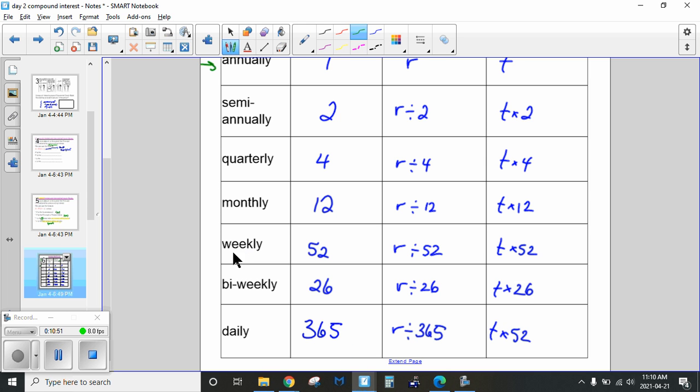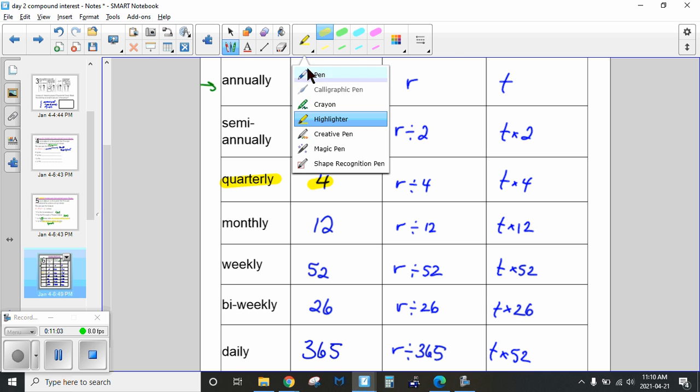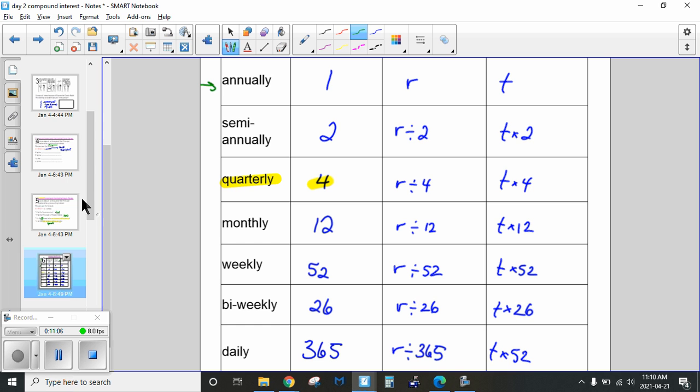All right, so you can copy the rest of that chart down. Making sure the most important part is that you're making connections between the words and how many chunks per year that refers to. All right, so that's going to be important in the questions that we do.